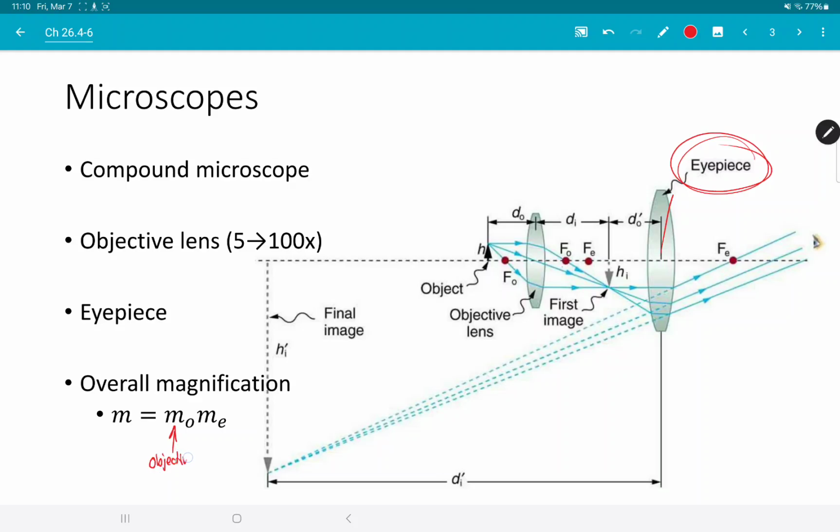objective magnification and the eyepiece magnification. So simply multiply those two together and you have the overall magnification of your object.